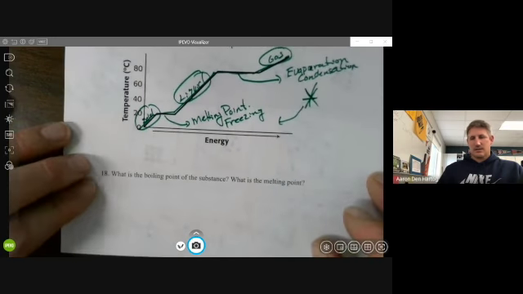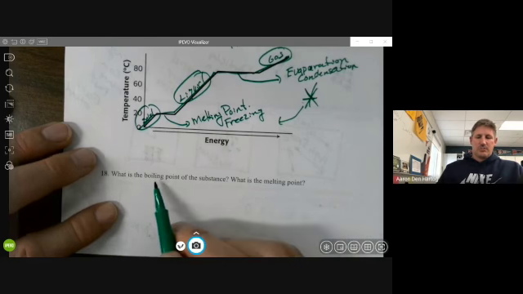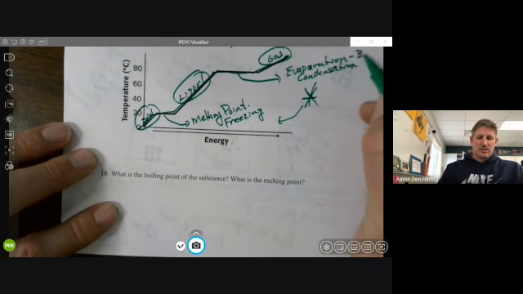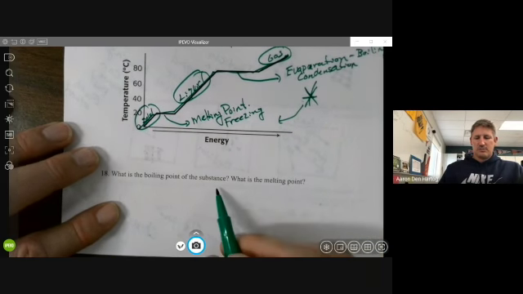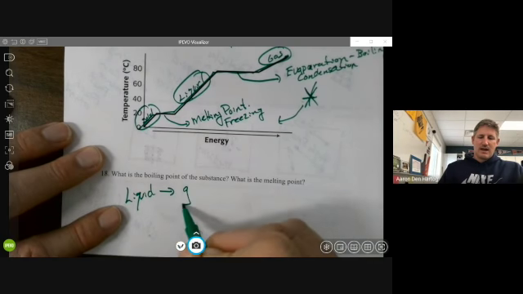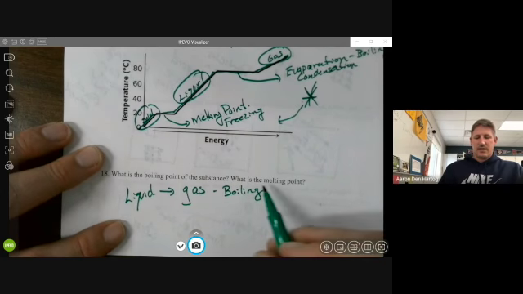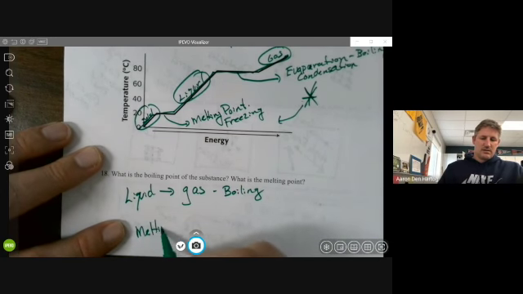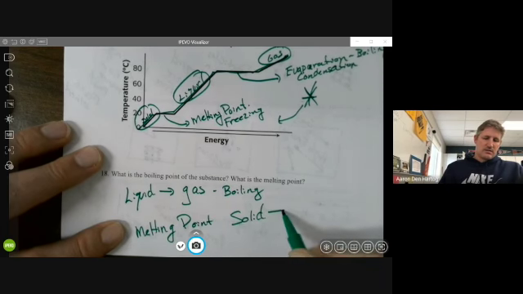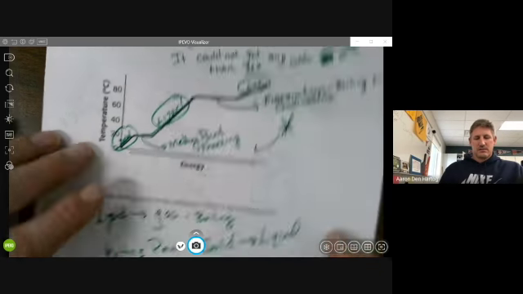And we look at 18, it says, what is the boiling point of a substance? What is its melting point? Well, the boiling point is the same thing as evaporation. Its boiling point is when a liquid turns to a gas. That's boiling point. And its melting point is when a solid turns into a liquid.